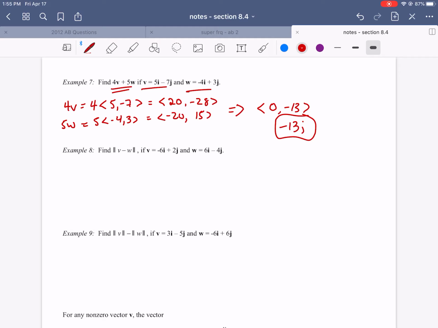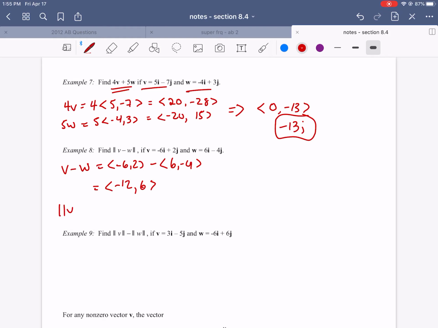Okay, in example 8, we want to find the magnitude of v minus w. So the thing that we need to do first is figure out what v minus w is. And so v minus w is going to be the vector negative 6 and 2 minus the vector 6 and negative 4. And whenever we subtract vectors, we just subtract their components. And so if I look here, I've got negative 6 minus a 6, which is going to give me negative 12. And then I have also got a 2 minus a negative 4. Be really careful there to have the correct signs. And so that would be positive 6.